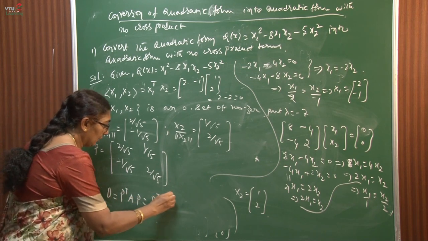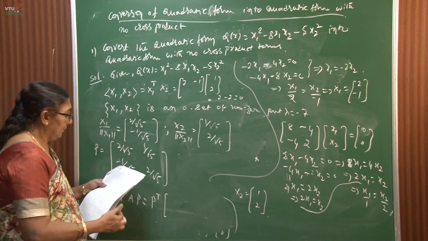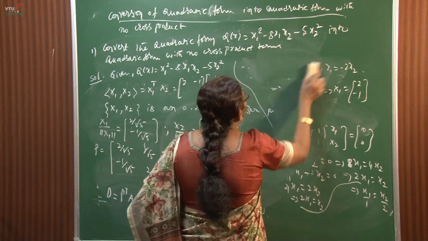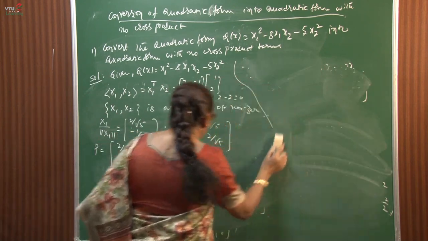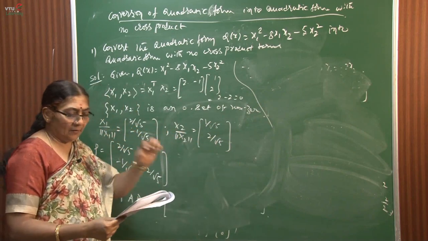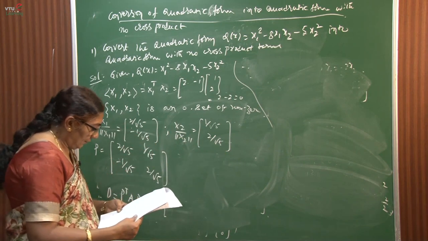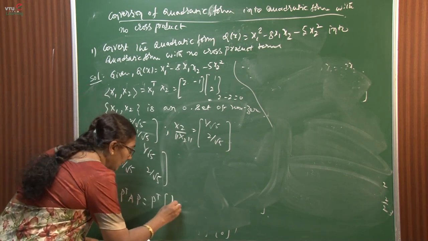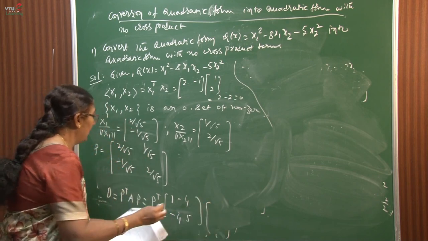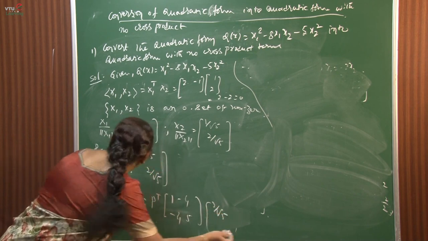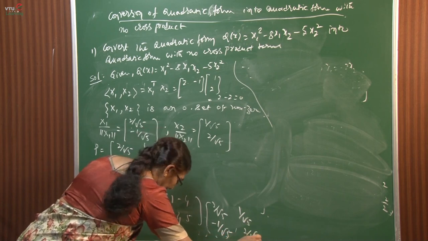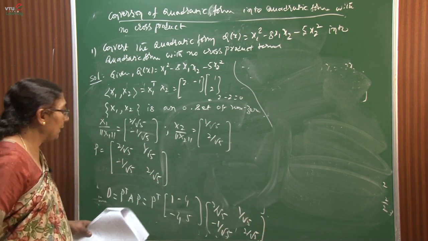P transpose, what is A? A we wrote just now, a few minutes before, in the previous part of the video. Now A is 1, minus 4, minus 4, 5, into P. What is P? 2 by root 5, minus 1 by root 5, 1 by root 5 and 2 by root 5. This is my P.